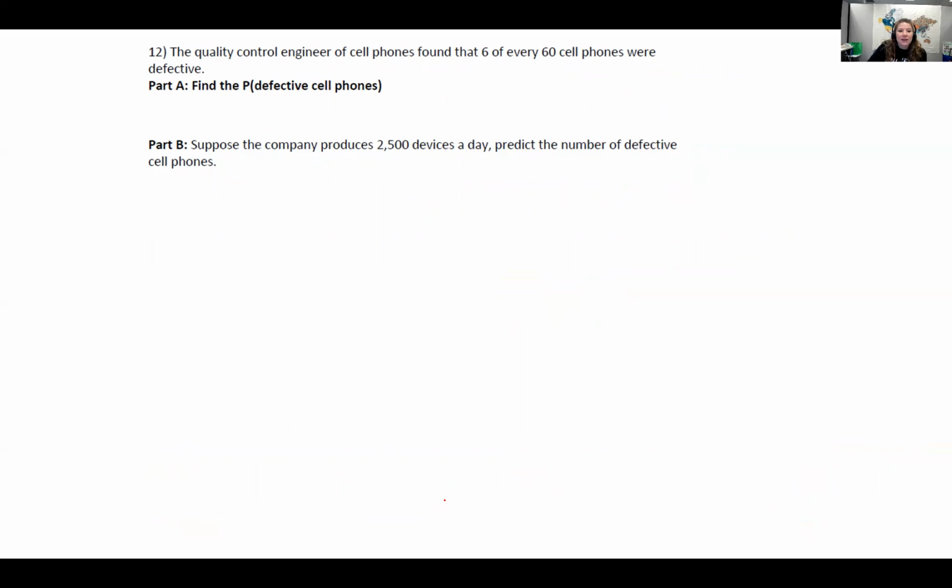All right, number 12. The quality control engineer of cell phones found that 6 of every 60 cell phones are defective. Find the probability of defective cell phones. Well, if 6 out of every 60 is defective, if I divide both of those by 6, I get 1 over 10. Or basically that's 10%, because it's 0.1. Suppose the company produces 2,500 devices a day. Predict the number of defective cell phones.